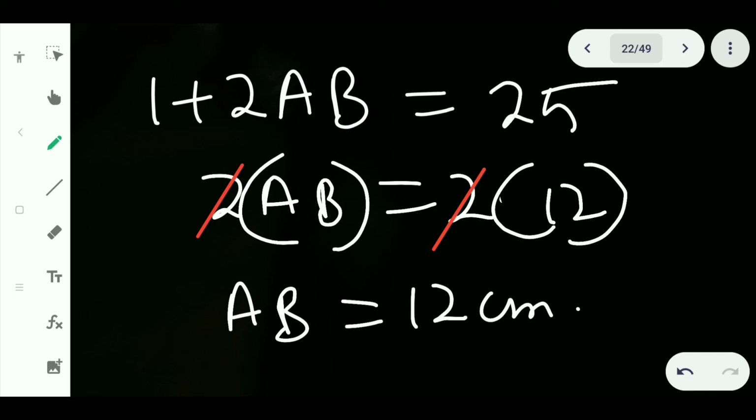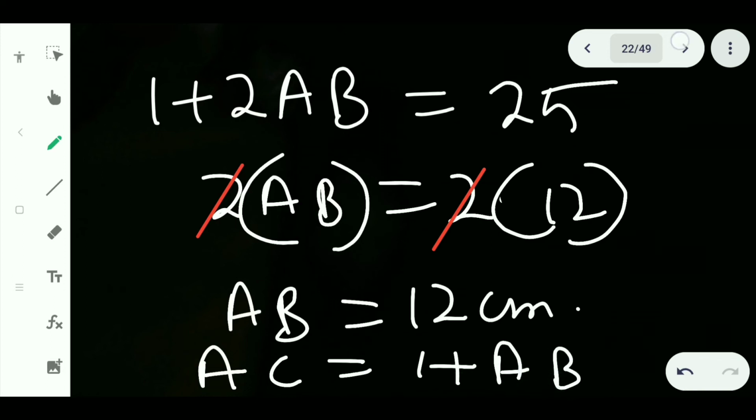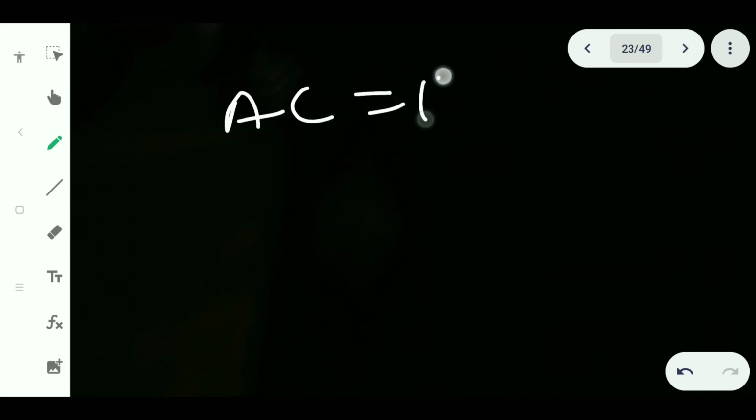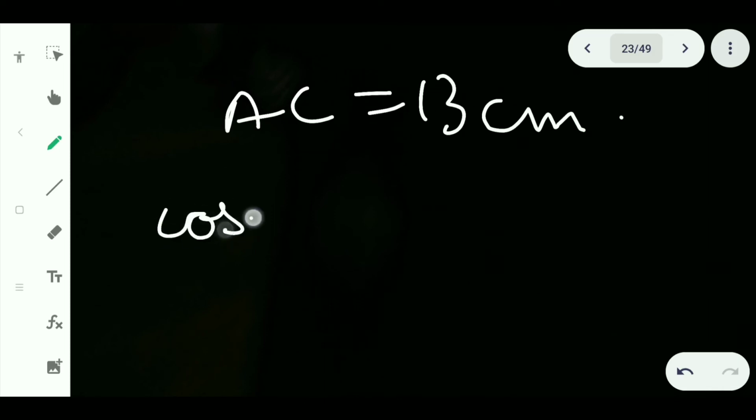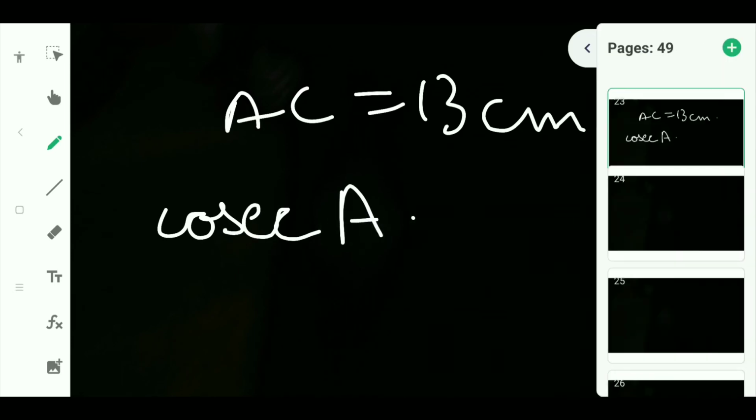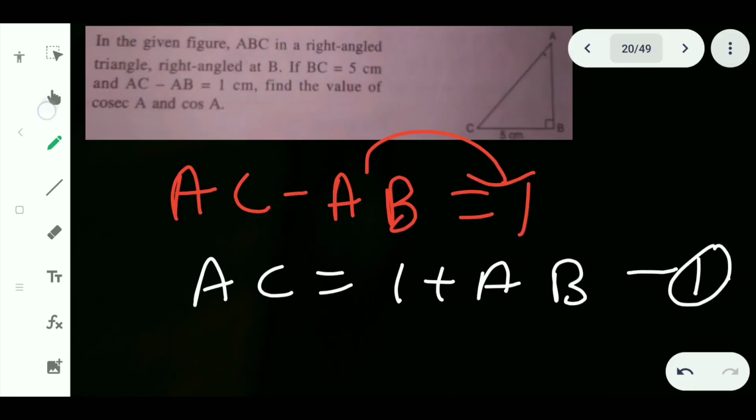And can you guess what is the value of AC? Yes, that's right, it is 1 plus AB. So AC is equal to 13 centimeter. Okay, now they asked to find cosec A. They asked to find the value of cosec A.